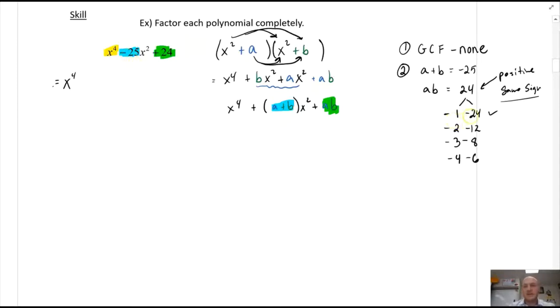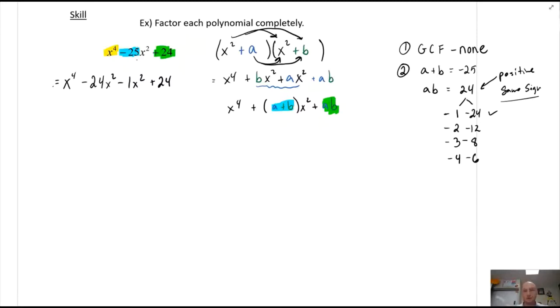Well, I'm going to rewrite that as negative 1 and negative 24. So that's minus, and I'll start with 24 so it's easier to see, negative 24x squared minus 1x squared plus 24, and you can put the 1, you don't have to, normally we don't. And this step is important because a lot of people forget to keep any variables in that middle term. So make sure you keep those.